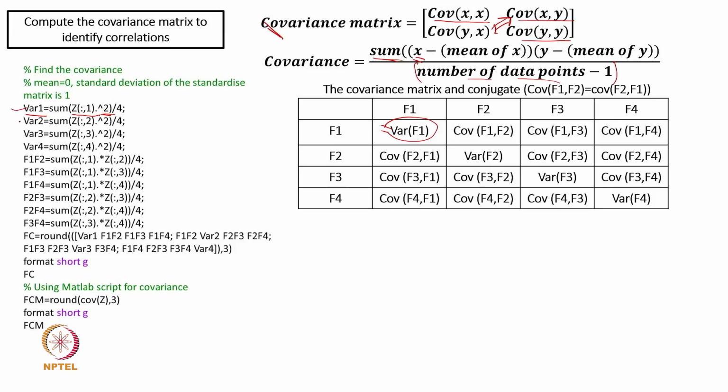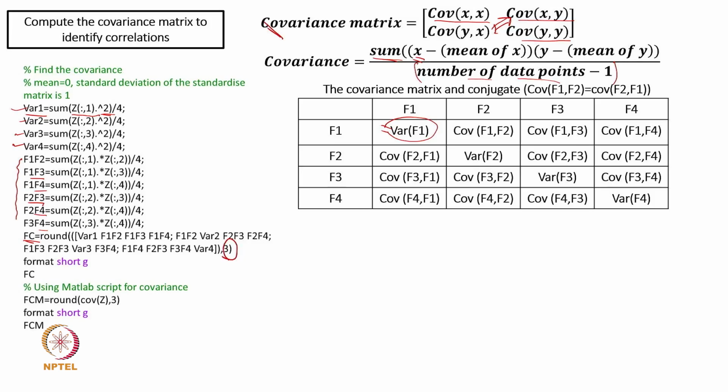So variance 1, variance 2, variance 3, variance 4 have been mentioned here, and then the correlations F1 and F2, F1 and F3, F1 and F4, F2 and F3, F2 and F4, F3 and F4, and all are related. F3 and F1 will be the same, F4 and F1 will be the same, F3 and F2 will be the same, F2 and F4 will be the same as F4 and F2, right. So from these we can find the complete matrix, and then we can round it up to 3 decimals.